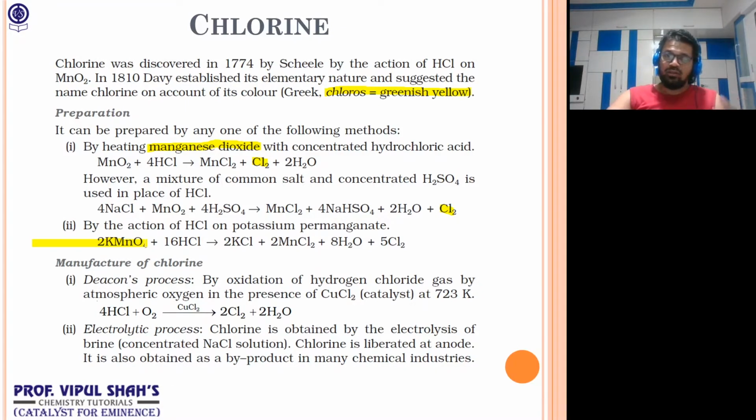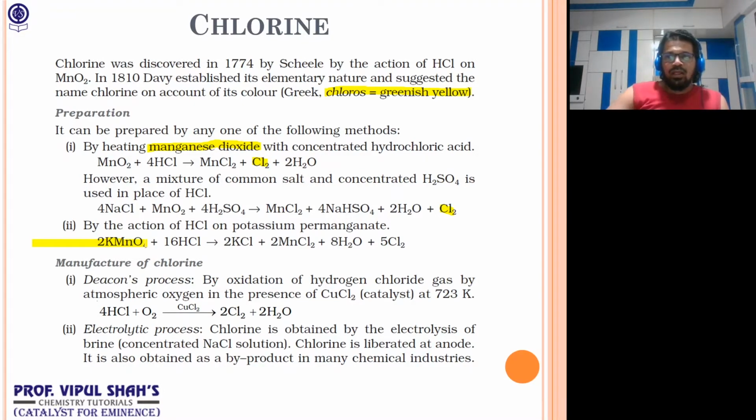In fact, they have not given it here. You can add one more reaction here. Please write it down. We can have a similar reaction also with potassium dichromate. I'll tell you what the reaction is. Write down: K2Cr2O7 plus 14HCl gives 2 moles of KCl, potassium chloride, plus 2 moles of CrCl3, chromium chloride, plus 7H2O, and it gives 3 moles of chlorine, 3Cl2. So this is also one of the methods. You can use potassium dichromate as well as KMnO4.